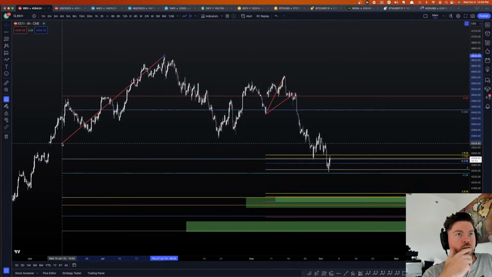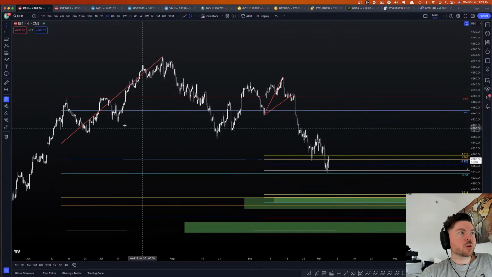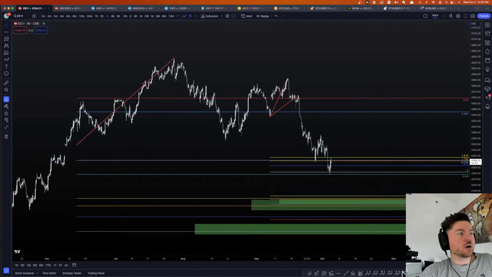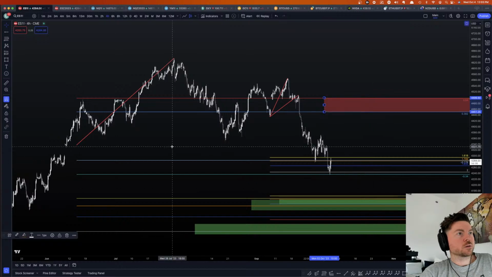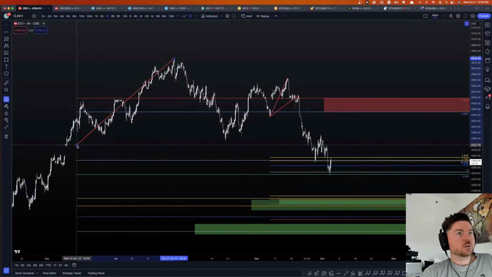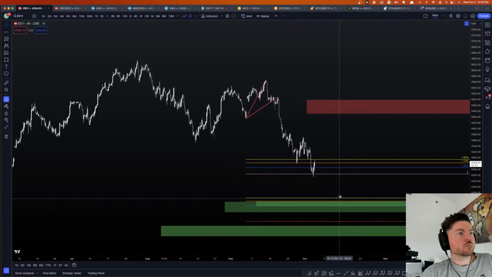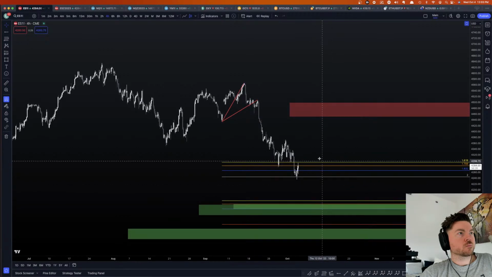If we don't, well, I would say I'd have this area marked. Yeah, but leave it at that. Kind of feel like we're due for a move up. Boom.